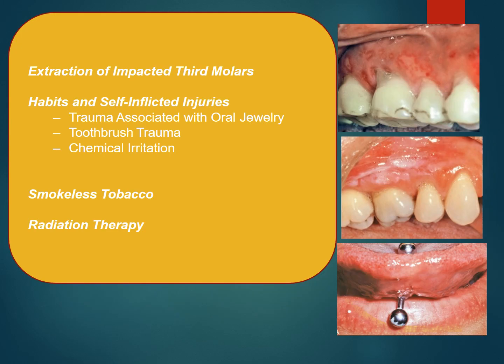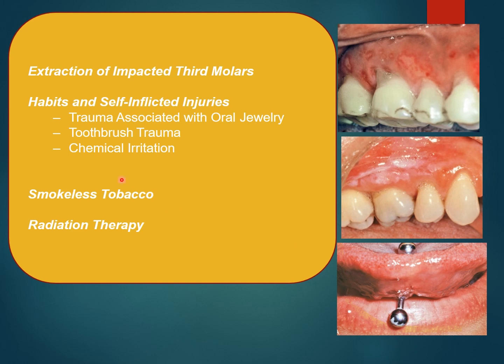So coming to the extraction of impacted third molars, numerous studies have reported that the extraction of impacted third molars can result in the creation of vertical defects on the second molars. Then habits and self-inflicted injuries, like trauma associated with oral jewelry, toothbrush trauma and chemical irritation, can all affect the gingiva. You can see that this trauma associated with oral jewelry can impinge on the lingual side of the mandibular anteriors and cause bone loss.